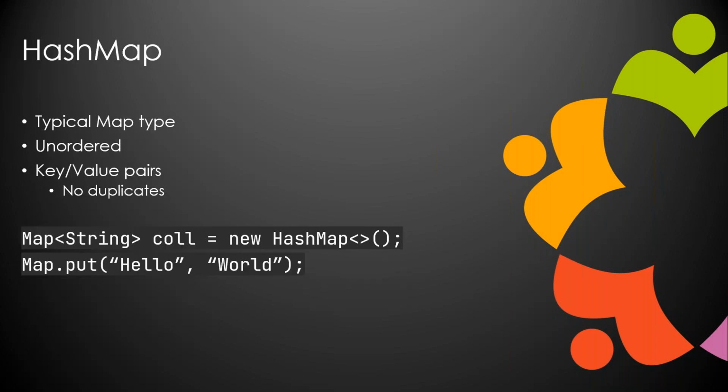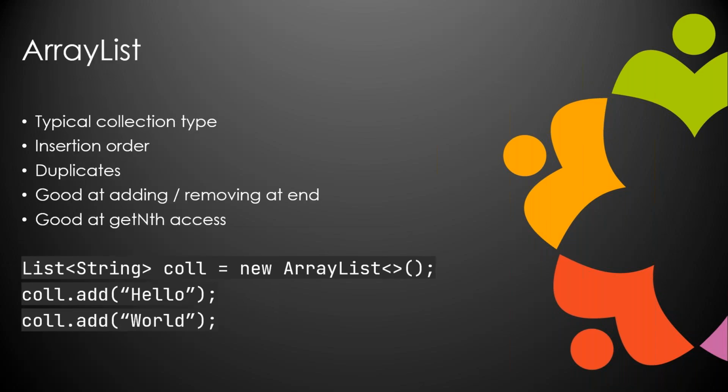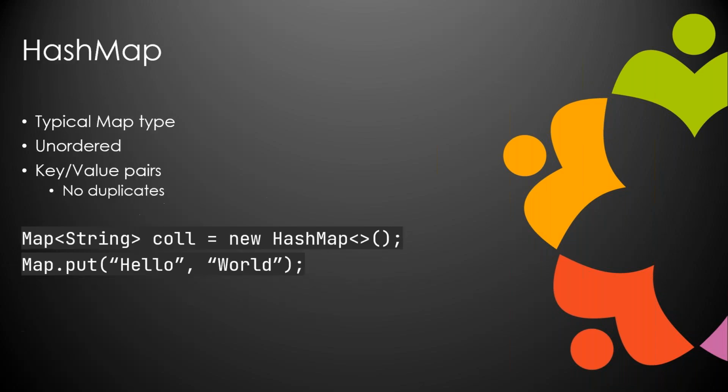When it comes to maps, the typical type is a hash map. This is unordered. It's got key value pairs, and obviously it has no duplicate keys. So the array list uses add, the map uses put.